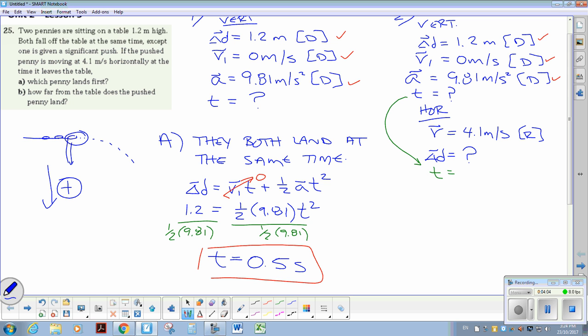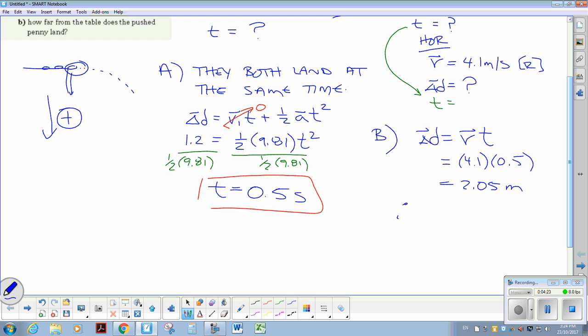Now I can move on to part B, and I'm just looking for horizontal displacement. There's no acceleration in the horizontal, so D equals Vt. I know my velocity was 4.1, time of a half second, so therefore we get 2.05 meters. So the penny will land 2.05 meters away from the desk.